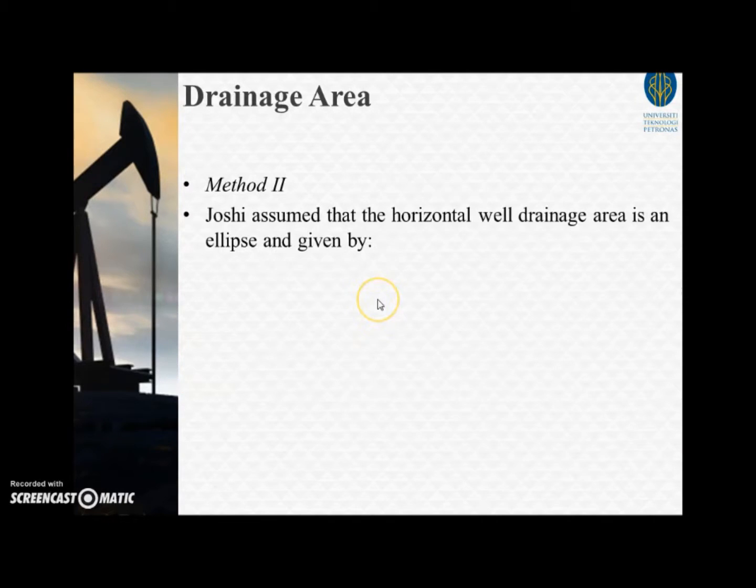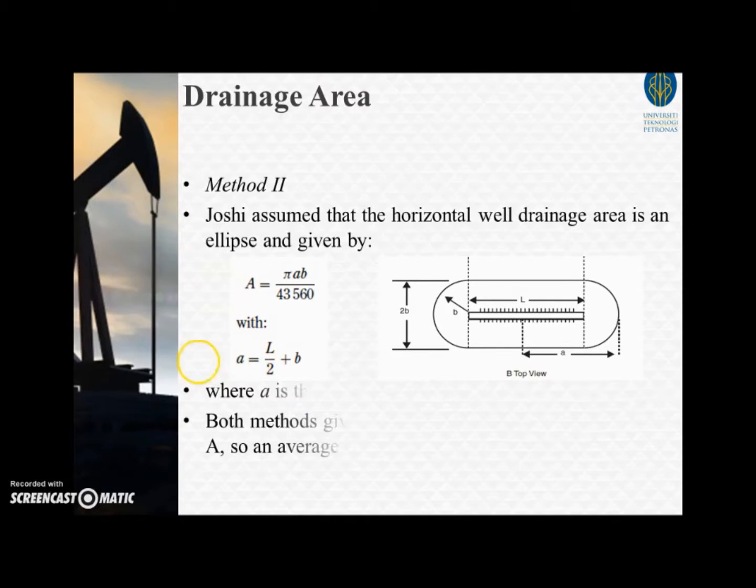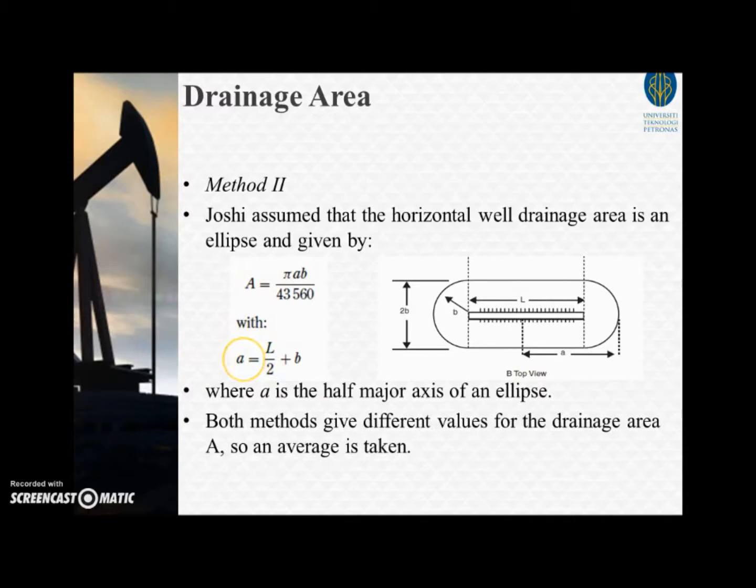In method 2, Joshi assumed that the horizontal well drainage area is an ellipse, given by A equals pi times a times b divided by 43560, which is the conversion factor, with a being L over 2 plus B, which is also the half major axis of the ellipse.